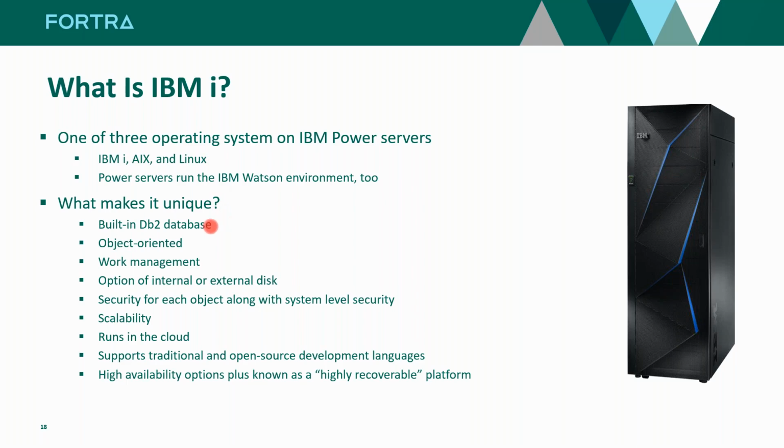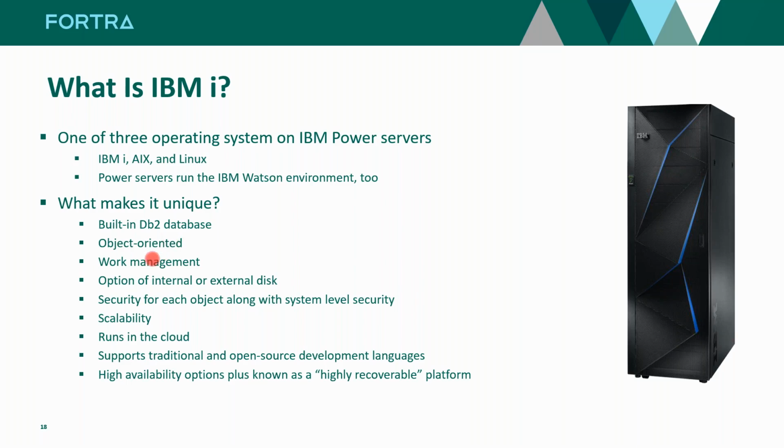It has a built-in DB2 database, which comes with the OS and has become a highly scalable database server for SQL access. The OS is object-oriented, so you can have physical files, programs, subsystems, job descriptions, libraries; everything is an object. The object has a type and you cannot change types. So that's unique to the IBM i.